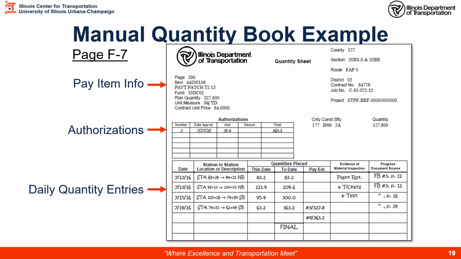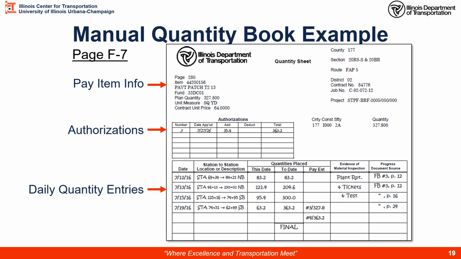Down here we have our daily quantity entries. Each line represents 1 day worth of production. Here we have each individual date of production, the relative location, the quantity for this day, and then we keep a running cumulative tally to date completed.